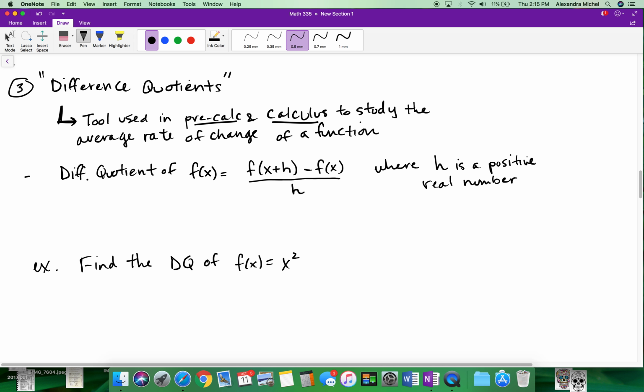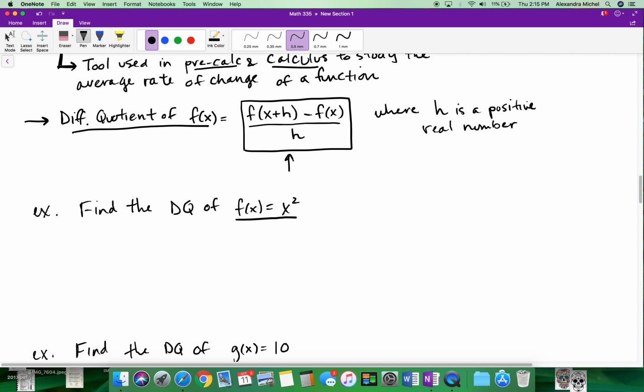So at this point, we just want to know what this name is, a difference quotient, and that we have a definition for it. So our definition of a difference quotient of f of x is f of x plus h minus f of x all over h. And here h is just a positive real number. So h is just a number, just think of it just like x, but they're not the same number, right? x and h are representing two different numbers. And so here, all we want to do is find the difference quotient, so figure out what this is for a function f of x equals x squared.